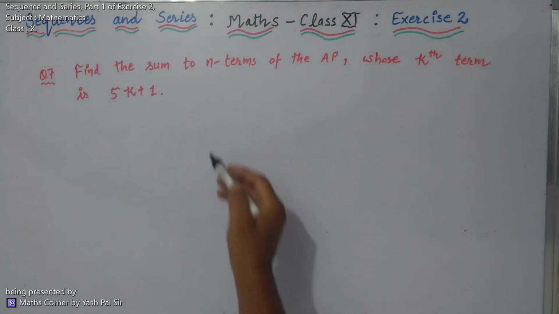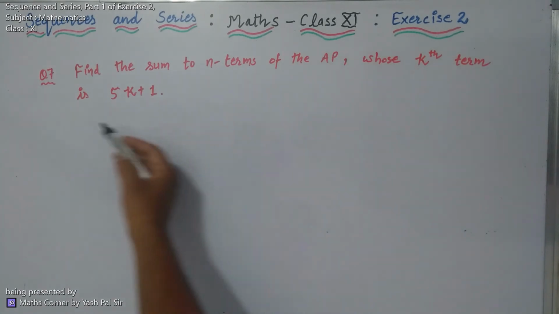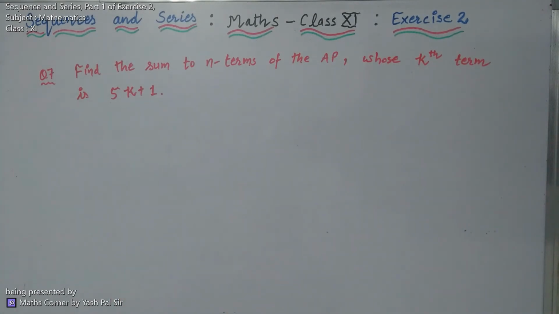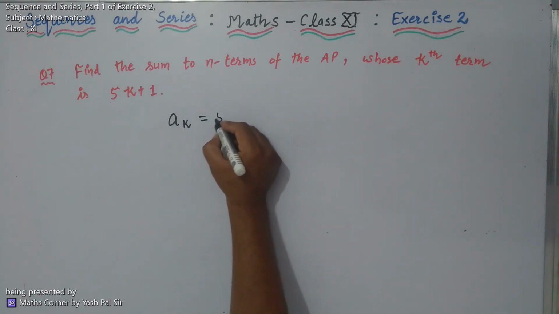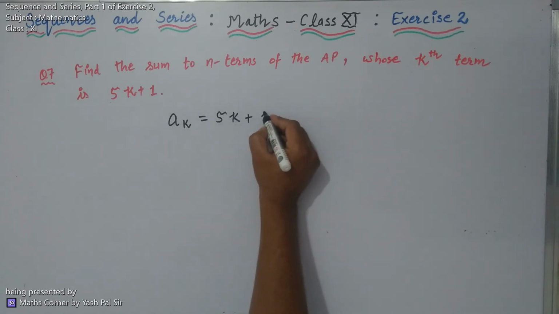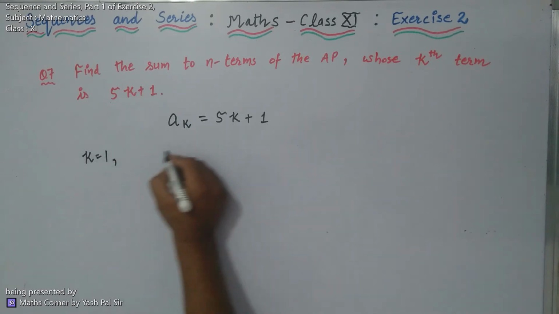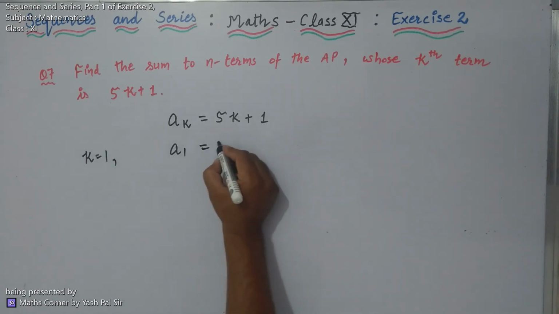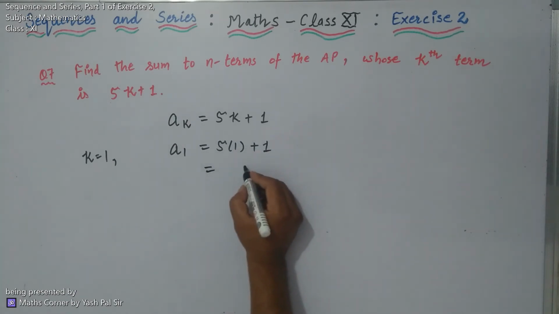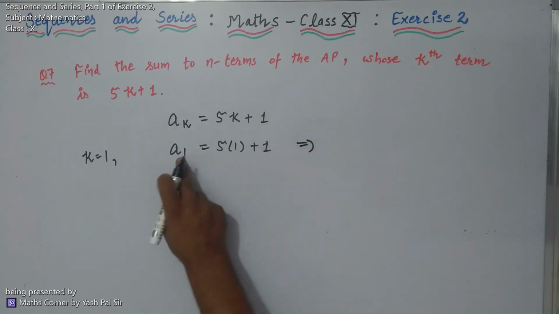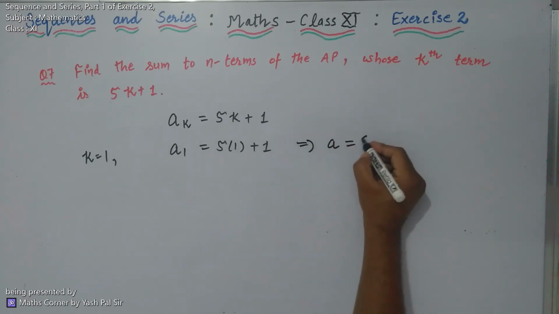Question number 7. Find the sum to n terms of the AP whose kth term is 5k plus 1. So here, what is given? ak, the kth term, is equal to 5k plus 1. If we take k is equal to 1, then this becomes a1 is equal to 5 into 1 plus 1, which implies a1, meaning the first term. The first term is also named as a. a is equal to 6.